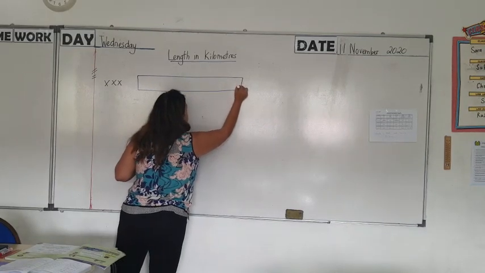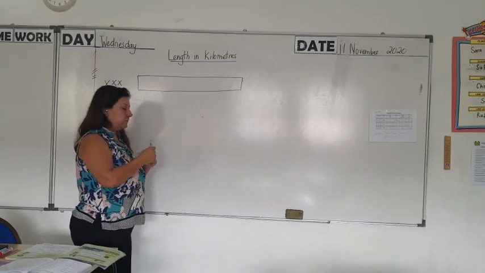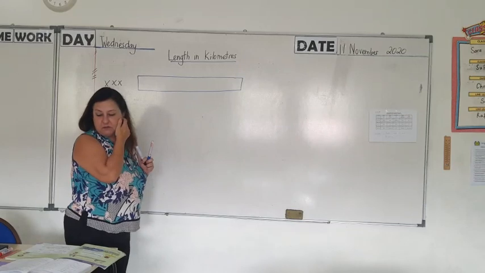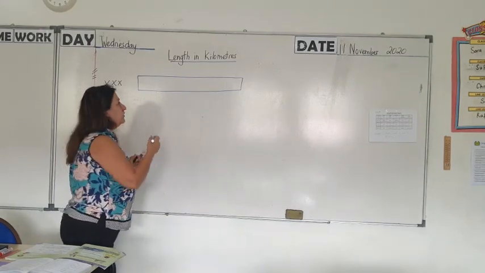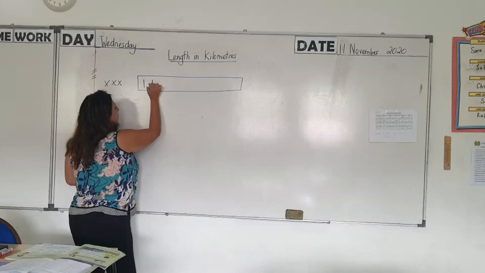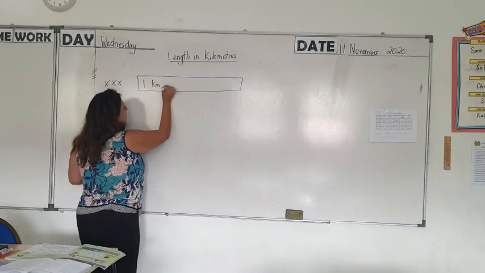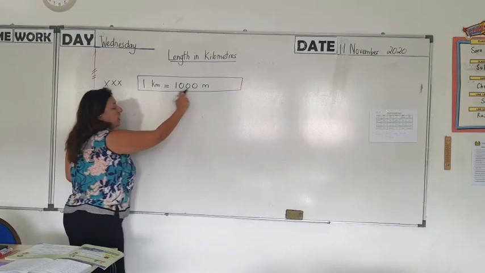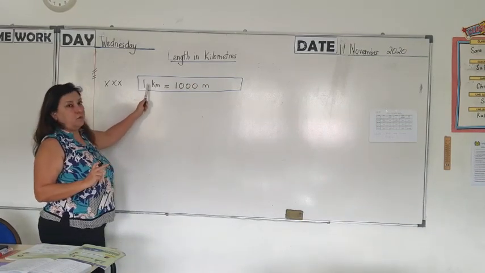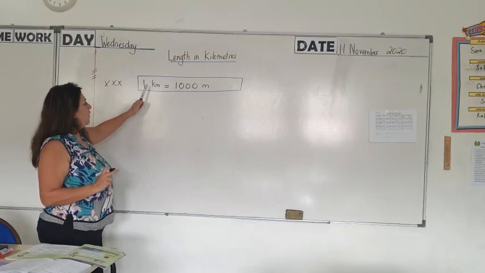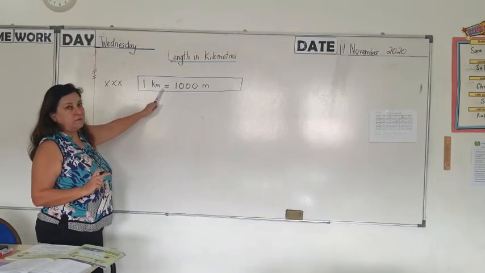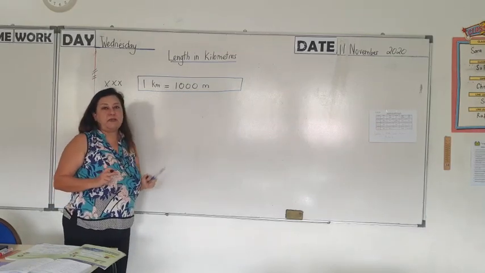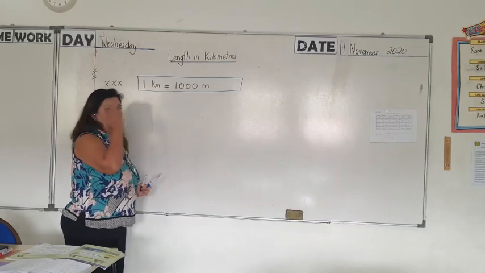Draw 12 boxes across, 1 box down, and then you write down 1 km is equal to 1000 m. Please write 1 in 1 box, 1 in 1 box, km in 1 box, equal to in 1 box, then 1 digit in 1 box. There's plenty of space so you can write it neatly.